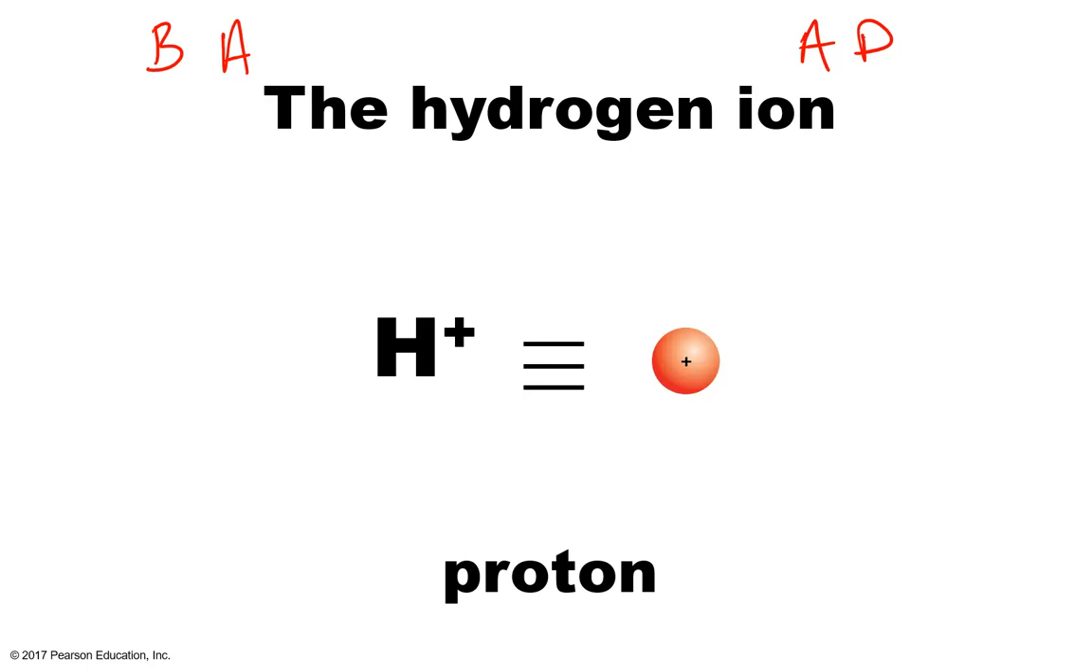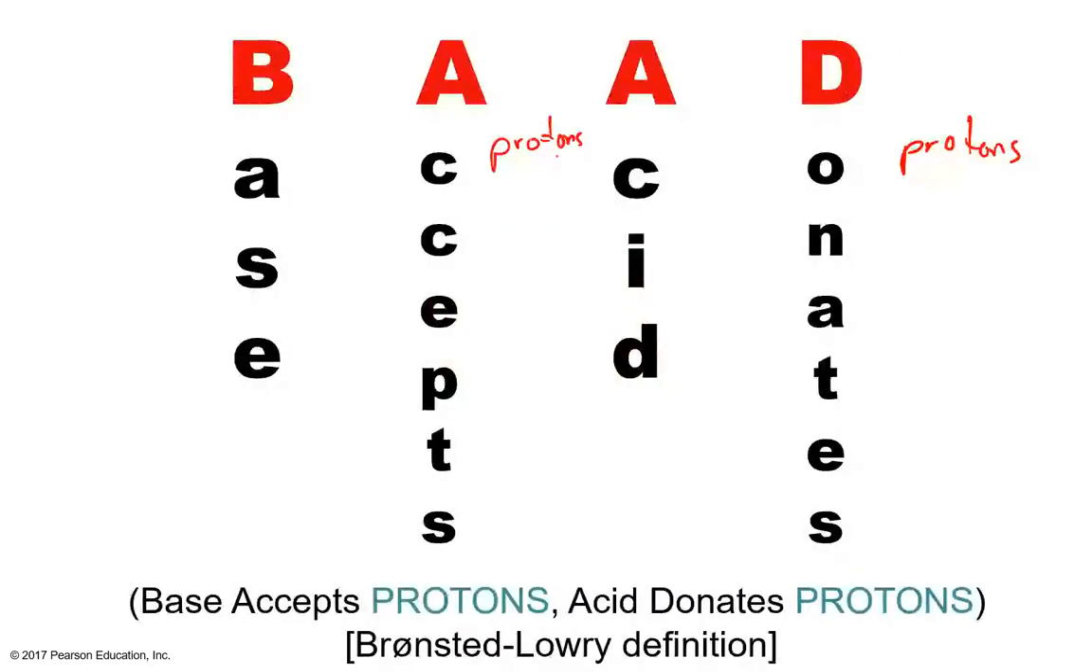Going back to the first one, a base accepts something. The one with the mnemonic? Yes. Can you give an example? We have lots of them, yes. We're good. Okay.